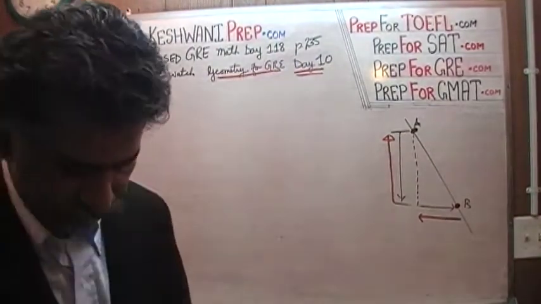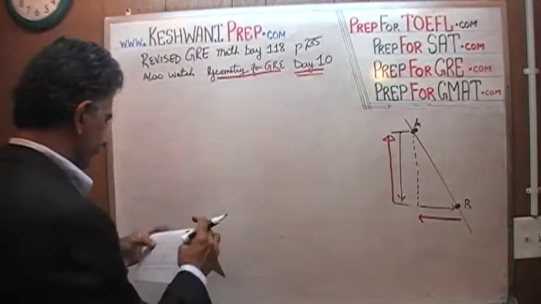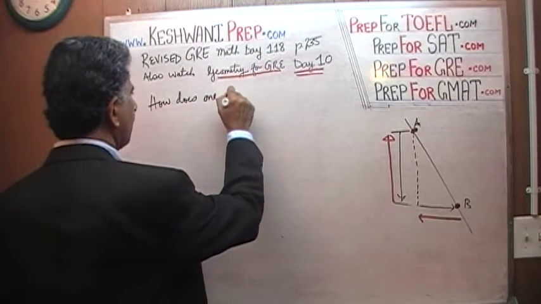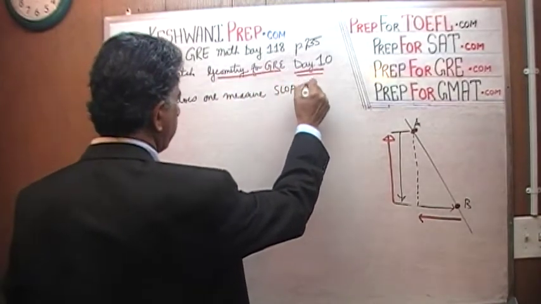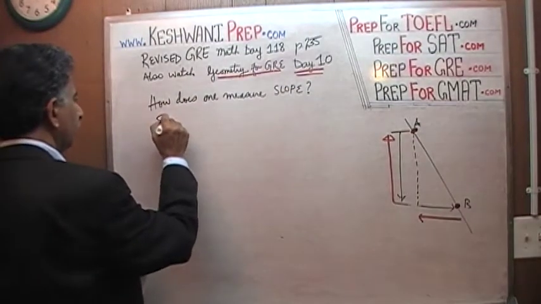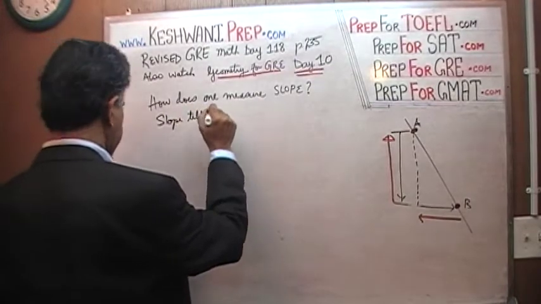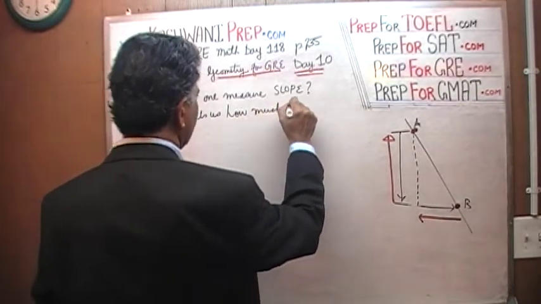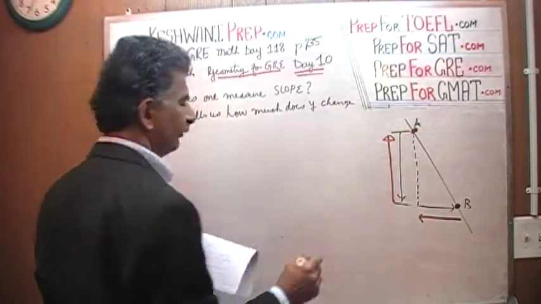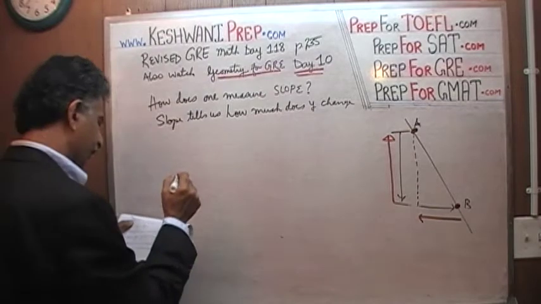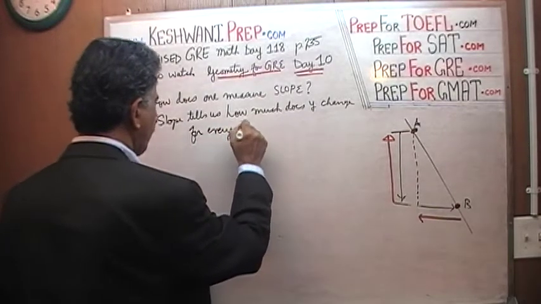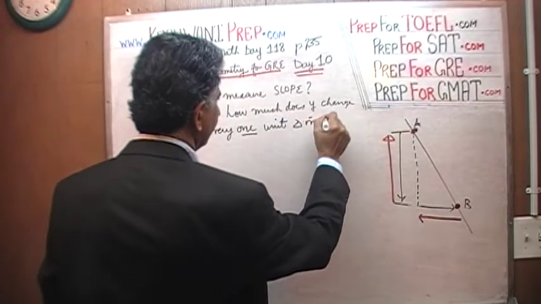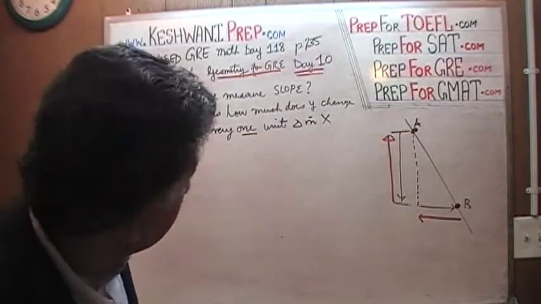How do we measure slope? That's the next question. How does one measure slope? Slope tells us how much does y change. Slope tells us how much is the change in y. How much does the y change for every 1 unit change in x. For every 1 unit change in x.